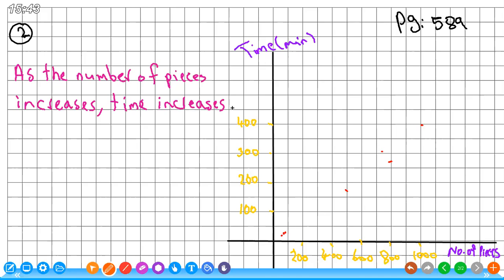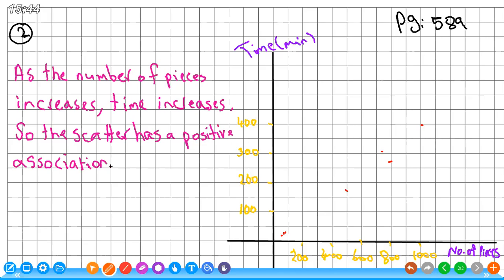So we have our scatter plot as positive. Positive association. Is it linear or non-linear?